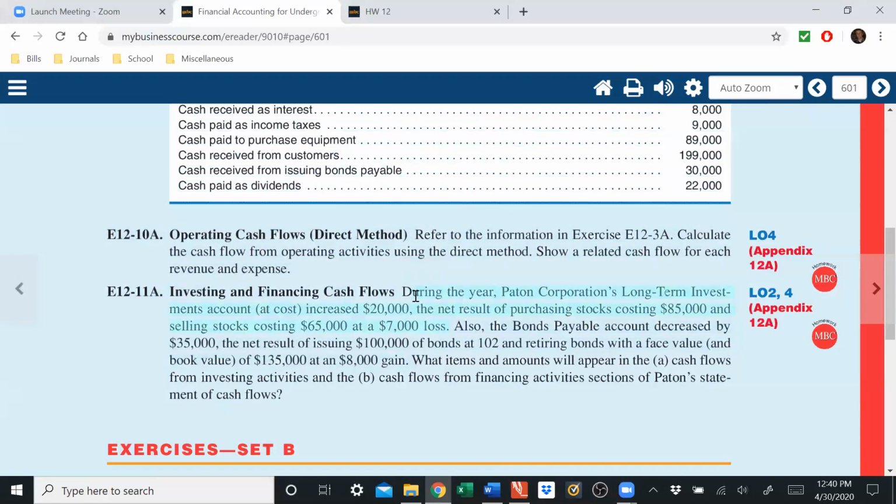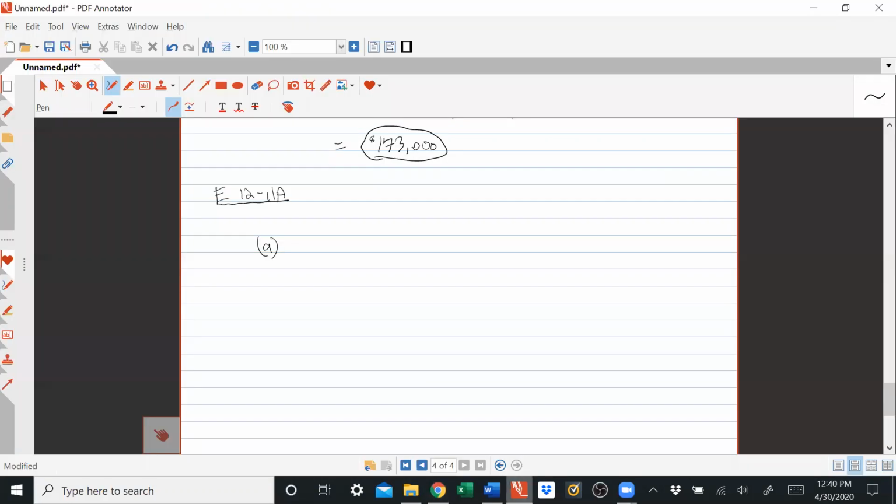All right. Their long-term investment account increased by 20,000. That was a net result of purchasing stocks costing 85,000. So we know they had a cash outflow to purchase stock. So that would go here.